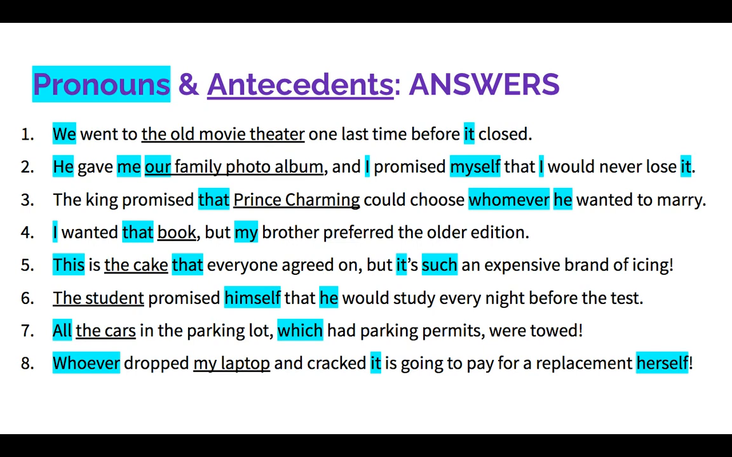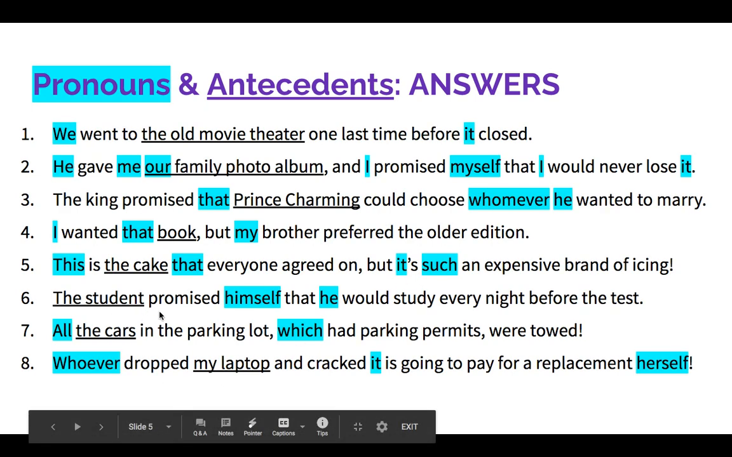Number 5, this is the cake that everyone agreed on, but it's such an expensive brand of icing. All right, we have this, that, it, and such. The cake is the antecedent that is being replaced with the pronoun it. Now you'll notice they have an apostrophe s here. For those of you that aren't sure what that means, that is a contraction where it's just taking the word it and the word is and putting them together to create one word, it's.